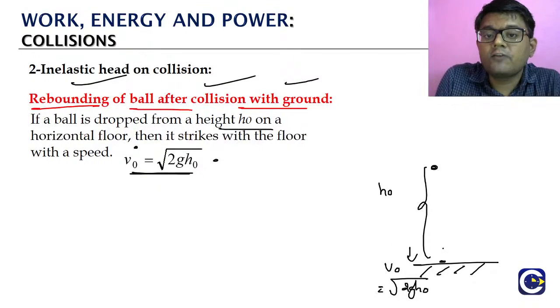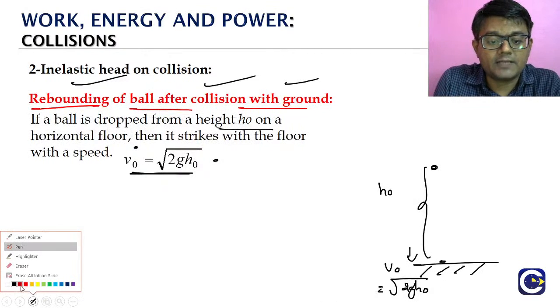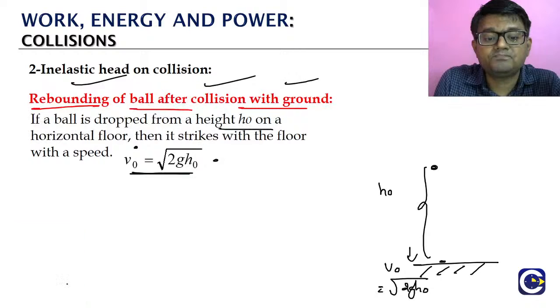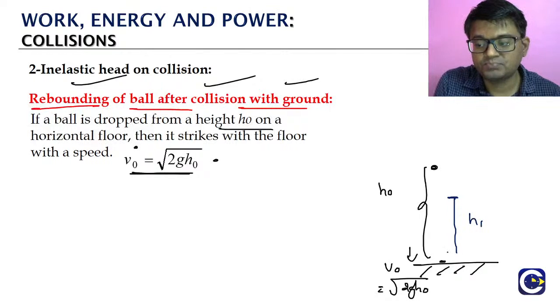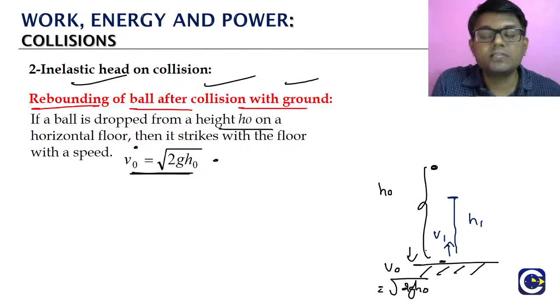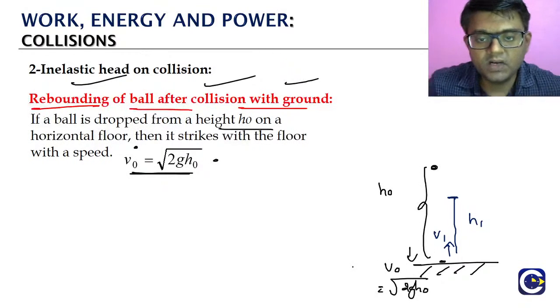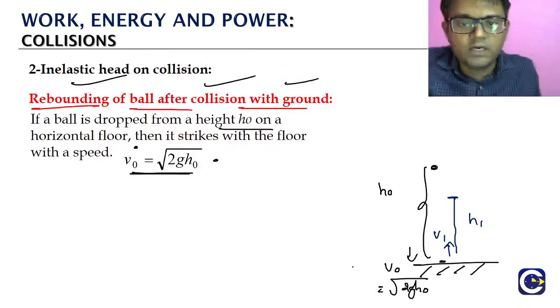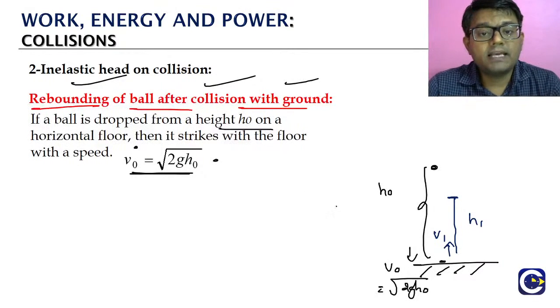Once it is striking the floor, what is going to happen? It will bounce back. Generally, what do we observe? It will not bounce back to the same height. It will bounce back to some lesser height. Let us call it h1. So the velocity with which it is bouncing back after the first collision, let us call it v1. Now this is an example of head-on inelastic collision.